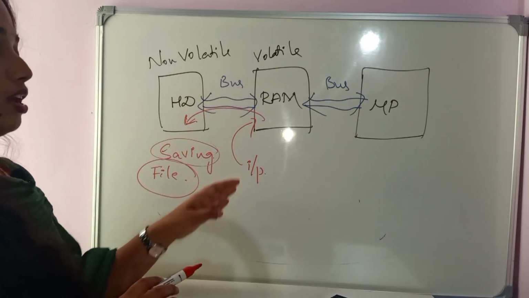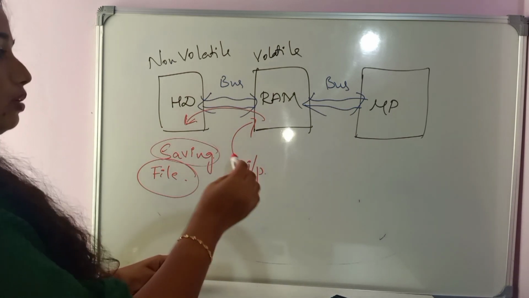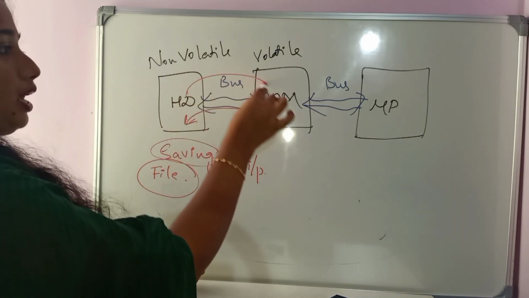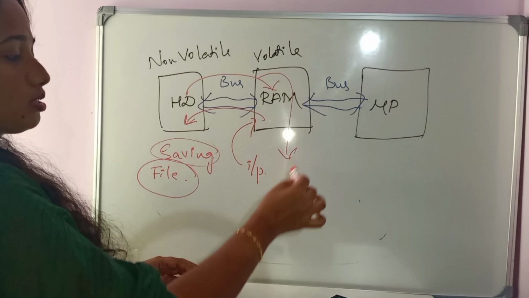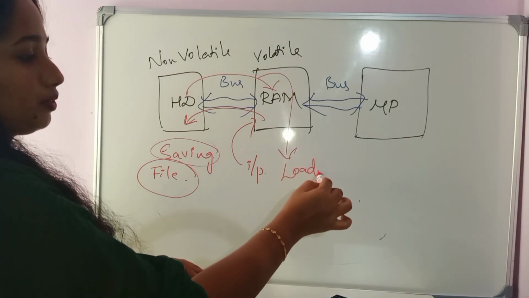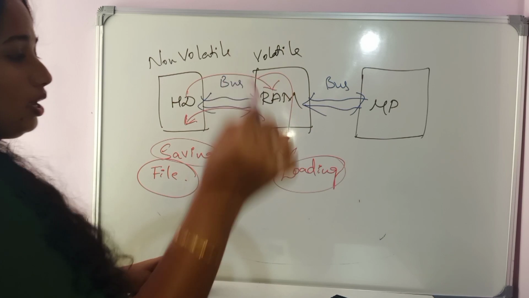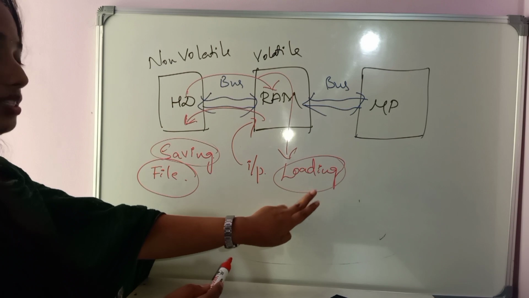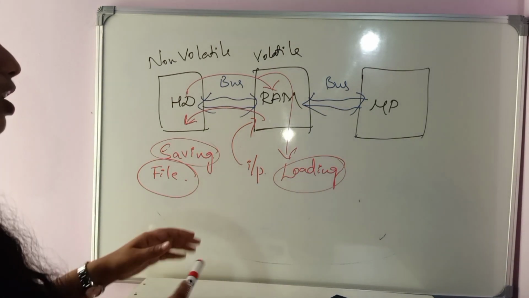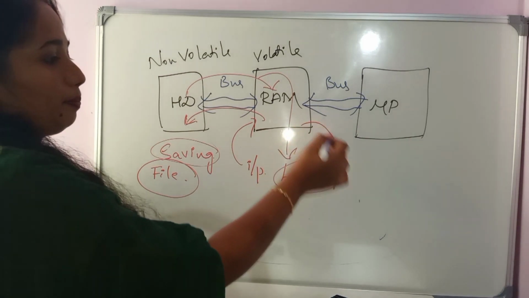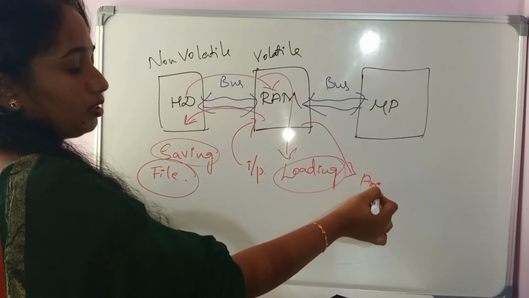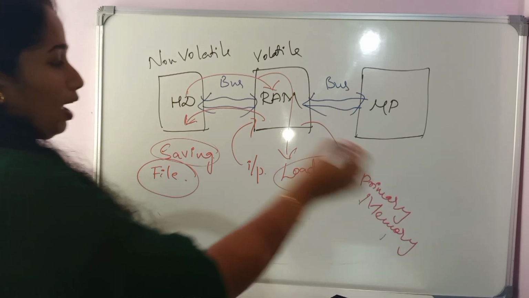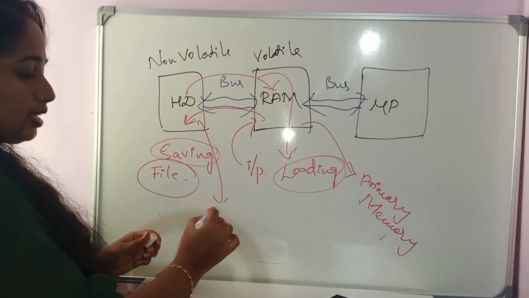Whenever a program has to execute, a copy of the data stored in the hard disk will be taken to RAM. This process is called loading: taking data from the hard disk to RAM. In this, RAM is the primary memory and the hard disk is the secondary memory.